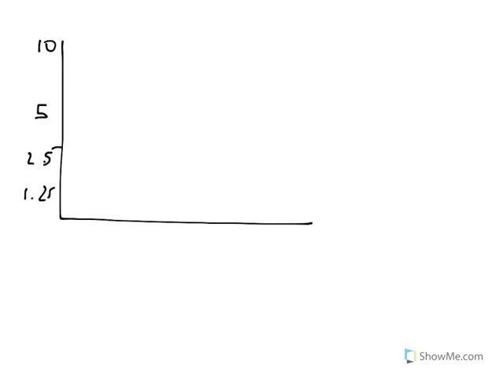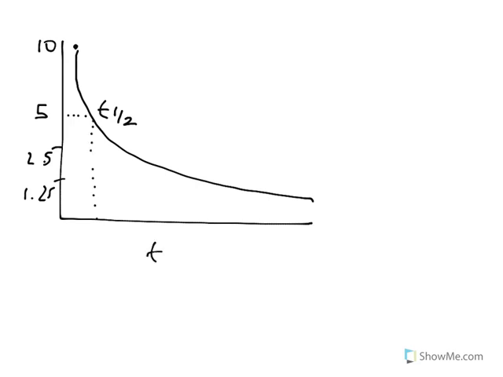So we can actually plot this a little neater. If we had 10 here, and then 5 here, 2.5 here, and then 1.25 here, I can try my best to draw a curve. And at 5, we would call that t1/2, because that is the time. Of course, my axes are the concentration of A versus t. So there's my first half-life.